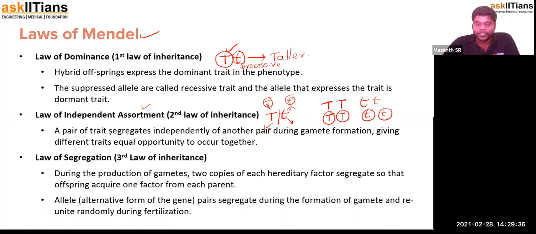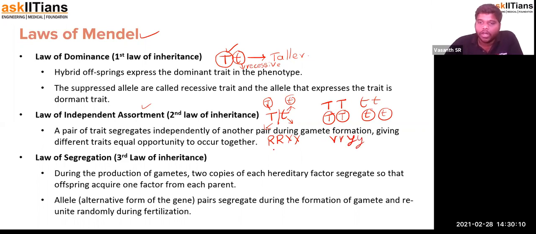And a pair of traits segregates independently of another pair during gamete formation, giving different traits equal opportunity to occur together. So this is actually independent assortment. Independent assortment is usually seen in a dihybrid cross, because this could be an example which could be easily understood: capital R, capital R, capital Y, and small r, small y, small y.